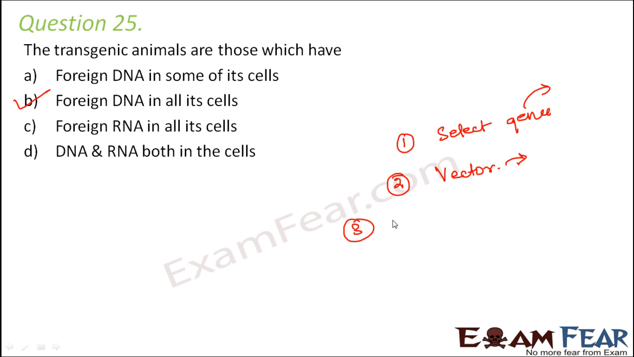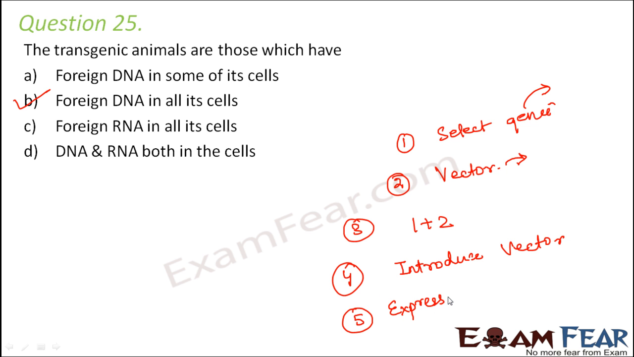And then the third step would be combine the desired gene with the vector. So basically 1 plus 2, that means this desired gene, combine it with this vector. Okay, now the fourth step would be to introduce this vector in an individual, into that organism where we want to put that desired gene. And finally the last step would be expression of the foreign gene. So now in that individual, this vector and this gene is like a foreign gene, right? So now the foreign gene will express itself in that individual.